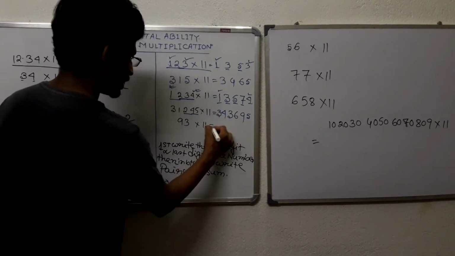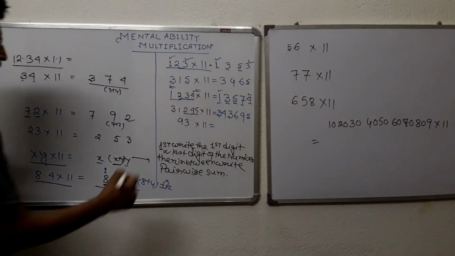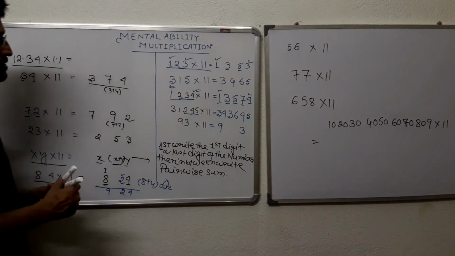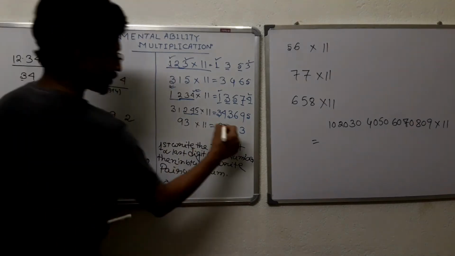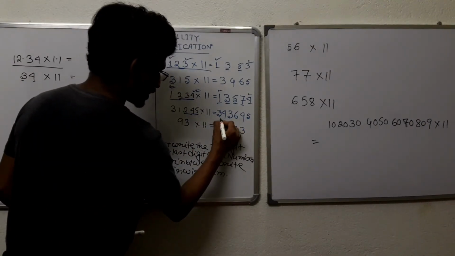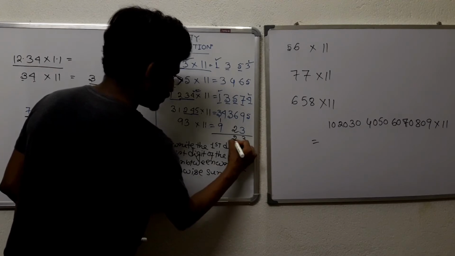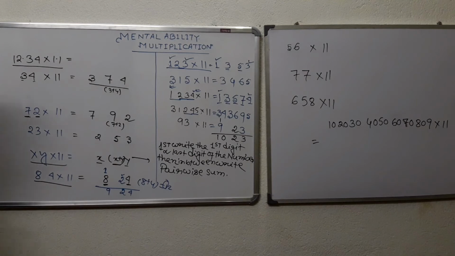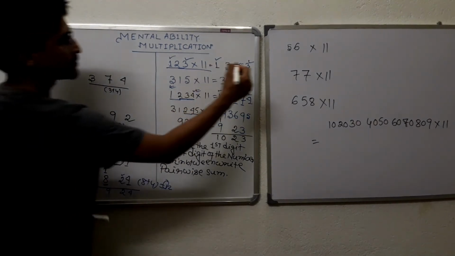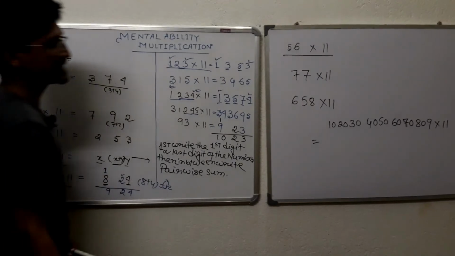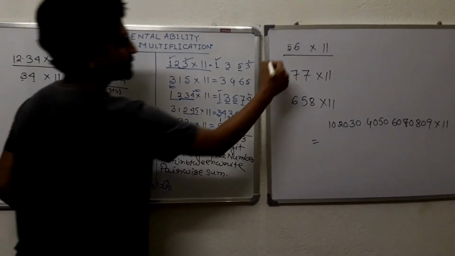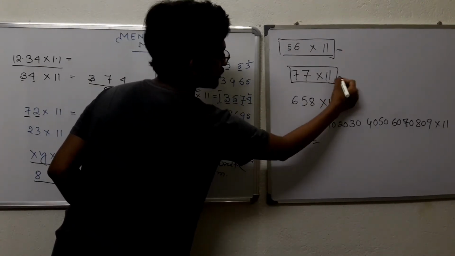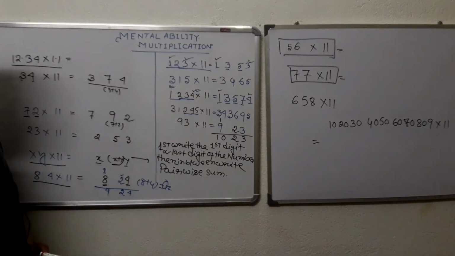Now here 93 into 11. You write 9 and the last digit 3. Now 9 plus 3 equals 12, so write 2 and carry 1, so 3, 2 and 9 plus 1 is 10. So in that way you can solve the problem. Now 56 into 11 and 77 into 11: write in the comment box whatever you get.